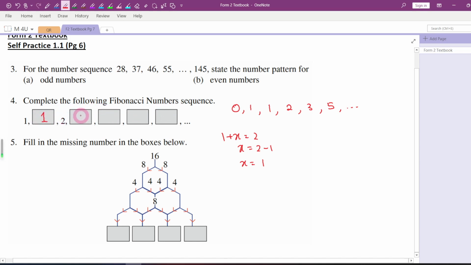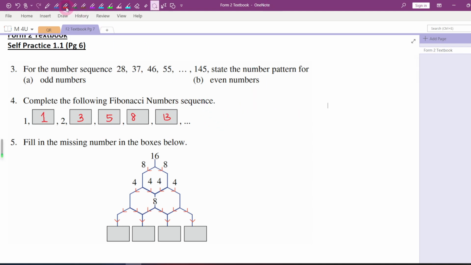1 plus 2 is equal to 3. 2 plus 3 is equal to 5. 3 plus 5 is equal to 8. 5 plus 8 is equal to 13. Okay, these are the answers for question number 4. Now let's look at the last question, question number 5.